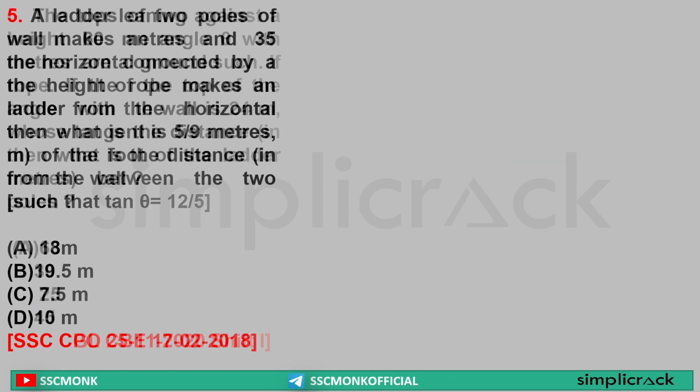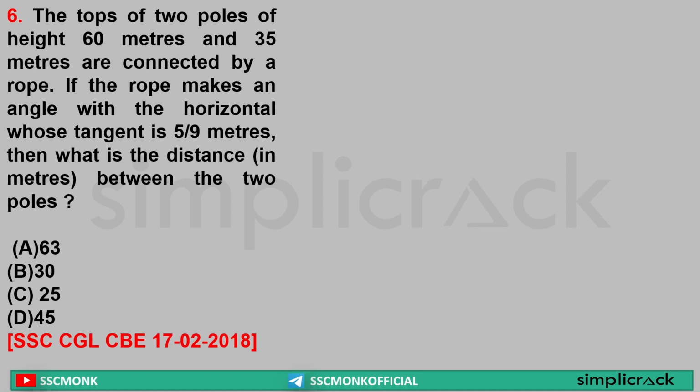Okay. Next. The tops of two poles of height 60 meter and 35 meters are connected by a rope. So let's say this is my 60 meter pole. This is my 35 meter pole. Yes or no? Yes. They are connected by what? They are connected by a rope.